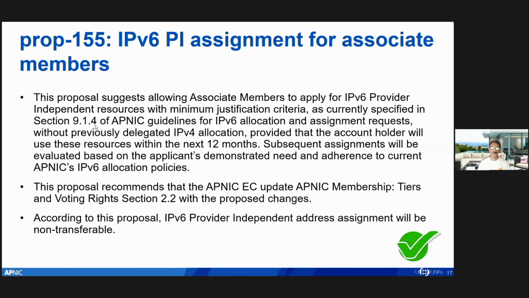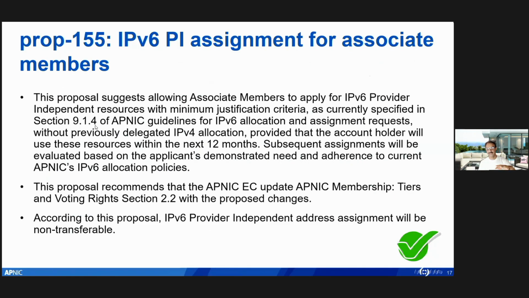The last one, the fifth proposal that was presented, was Prop 155, IPv4 assignment for associate members. So currently the associate members, I don't know how many of you are familiar, and I don't know whether you have the same level of membership at TWNIC, but at APNIC, all the account holders will start as associate members. So they become associate members, that's the base membership. And then as part of the associate membership, they can request an AS number, but they cannot request IP resources. Of course, they can request IP resources, but once they're qualified and they receive IPv4, IPv6 resources, then their membership tier will change to very small, and so on.